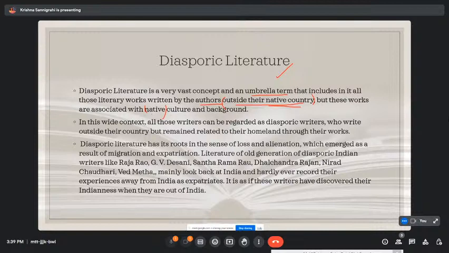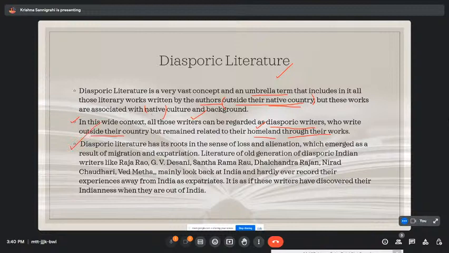However, these works are associated with the native culture and background. In this wide context, all those writers can be regarded as diasporic writers who write outside their country but remain related to their homeland through their works. It is their works which have been the connecting link of their memory, of their experience, of sharing their emotions. So the works have been the center point for this.